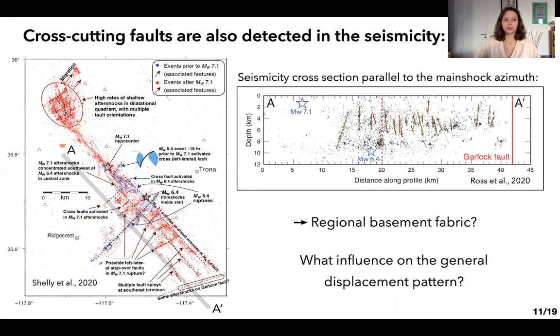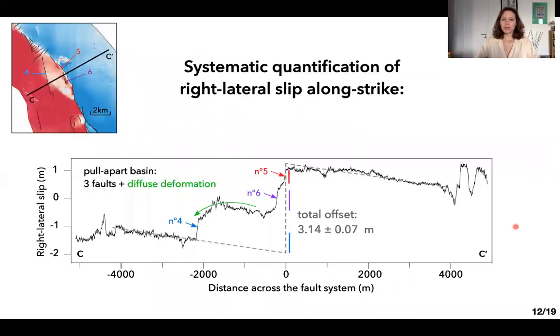You have the foreshock, but you also have all those big faults to the north and also in the center. And if you do a cross section, you see that you also have those faults at depth. So we propose that those faults at the surface are associated with a regional basement fabric that ruptured during the Ridgecrest sequence. And so we want to understand further what is the influence of this basement fabric on the general displacement pattern. To do so, we measure the amount of localized and diffuse deformation all along the main shock rupture from the north to the south using a series of displacement profiles.